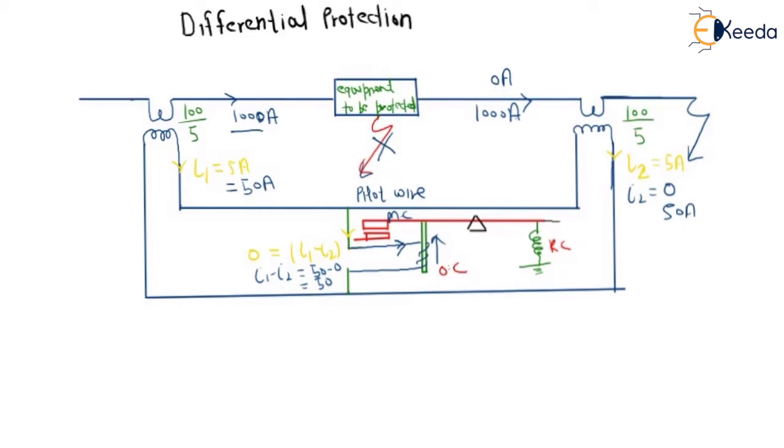This means if any fault occurs in between these two CTs, then the relay will operate. If any kind of fault occurs outside, then this relay will not operate, meaning the moving contact of the circuit breaker will not separate. So this is the basic idea of differential protection, but we have to face a few difficulties also.